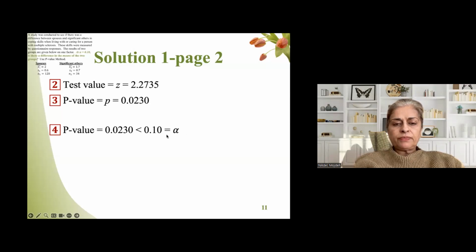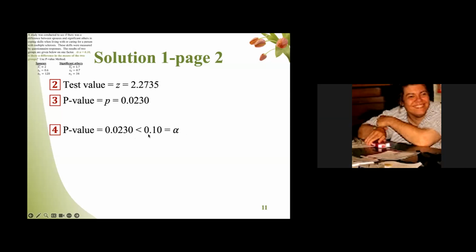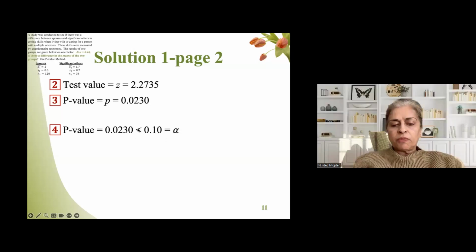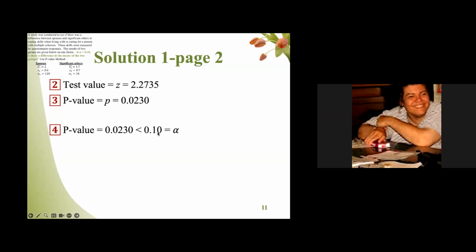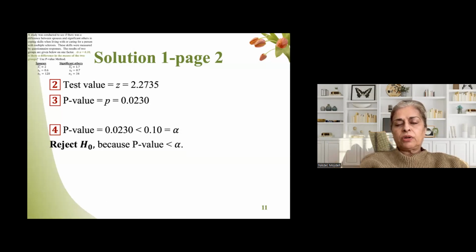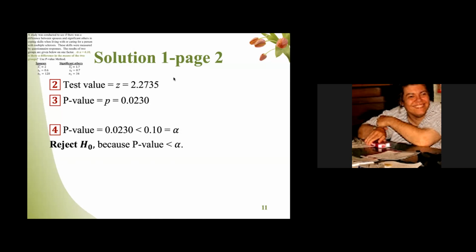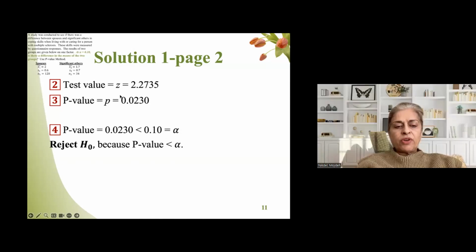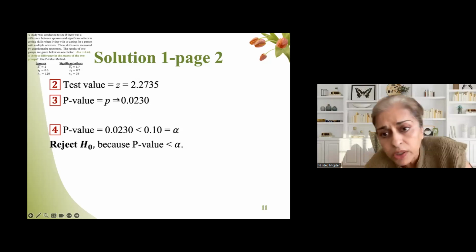Alpha is 0.10. I see that my alpha is larger, so the inequality points toward alpha. I read my sentence from left to right: p-value is less than alpha. So I'm going to reject the null because the p-value is falling in the alpha region, which is the critical region. So reject null. So you see that for steps 2 and 3, you don't have to use any of the formulas.